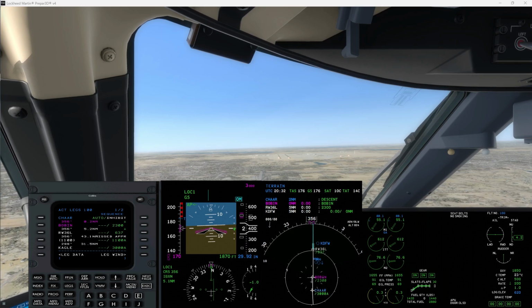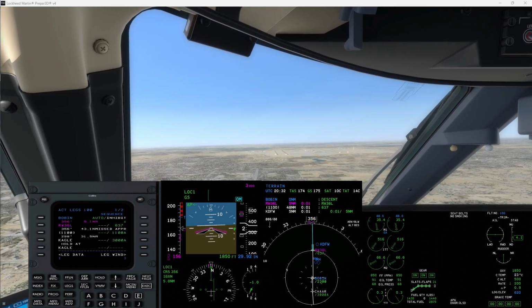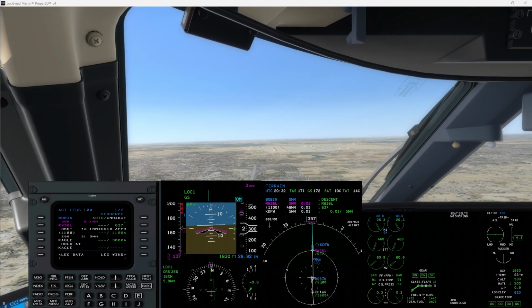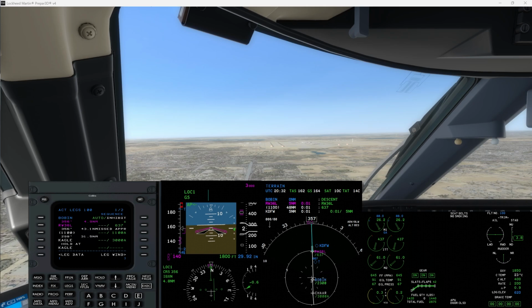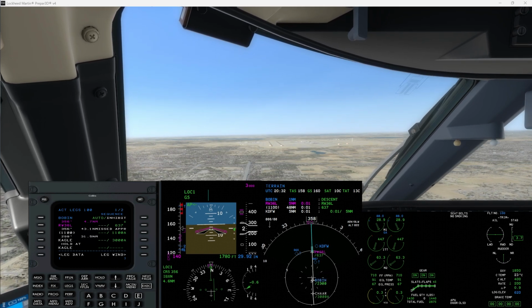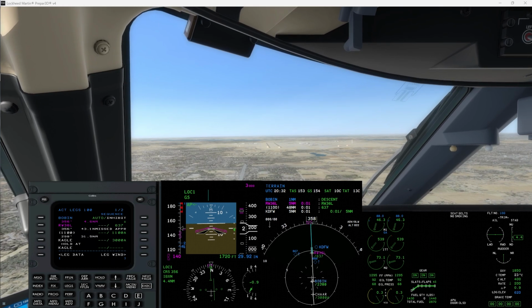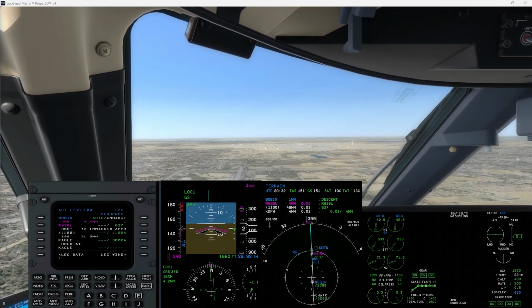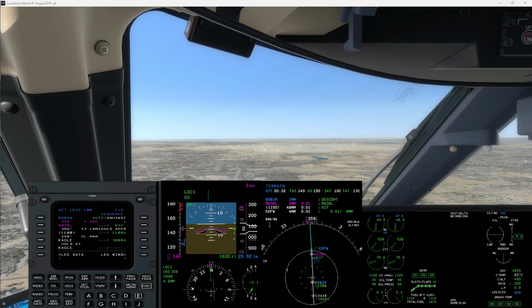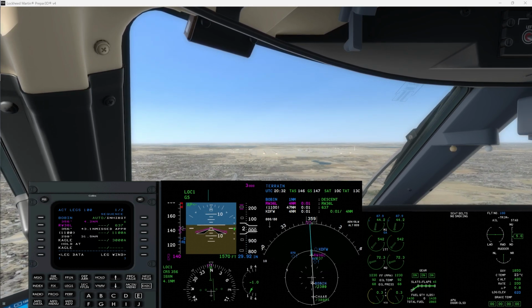Then what you can do here, I'm crossing the final fix, bring the power to idle, check spoilers, flaps 45, before landing check. Your pilot monitoring will tell you what airspeed for the straight-in approach speed. And you can just rotate the knob and bring the power back a little more. That way you don't slow down below the approach speed.